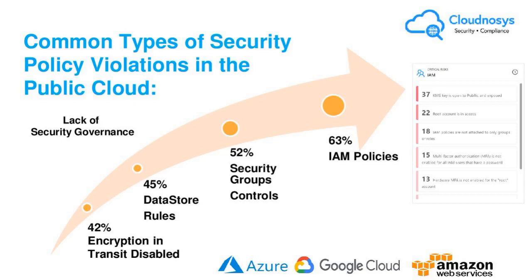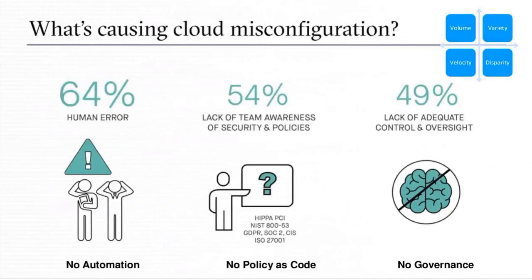IAM policies are the big one that we see, where it's just all over the place, and the permissions are very over permissive. Security groups are another big area, and data stores, making sure that data stores are locked down tight, encrypted, and so on. And we see this in all clouds. It doesn't have to be Amazon, although Amazon gets a lot of press on this just because there are quite a few users for Amazon, for sure. So what's causing these misconfigurations?